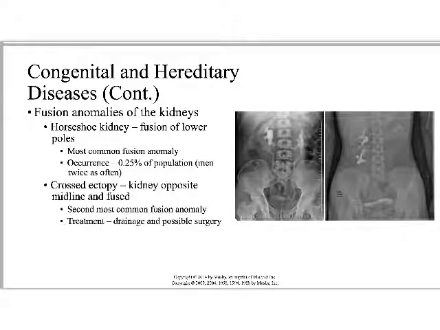Another fusion anomaly is what we're going to call crossed ectopy. Now, if we just are talking about an ectopic kidney, that is a positional problem, right? The kidney's not in the right place. But with crossed ectopy, they're partially connected, and one of them completely crossed the midline in the midst of being connected. So horseshoe shape, they're connected across the midline. With crossed ectopy, it's crossed the midline, right?